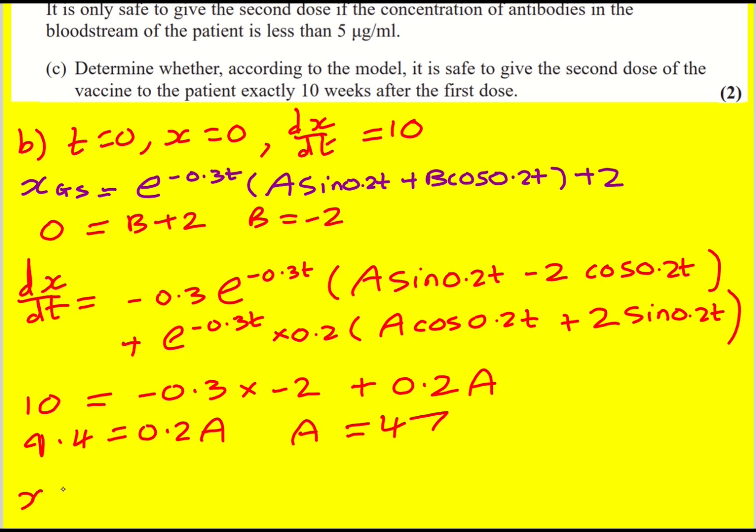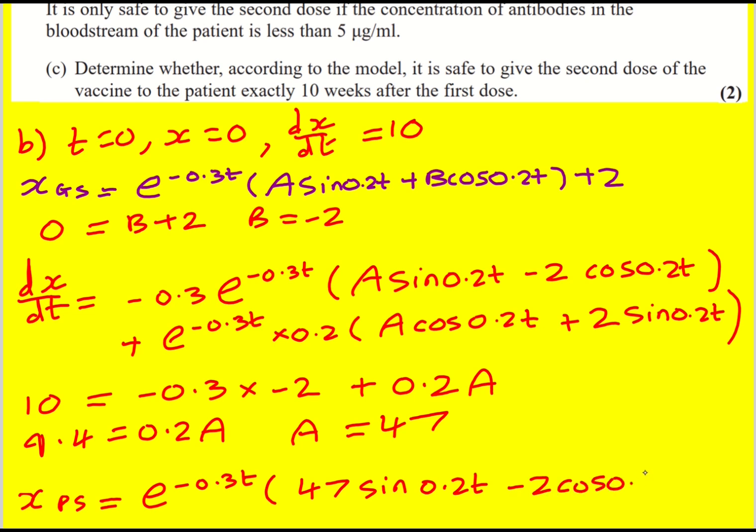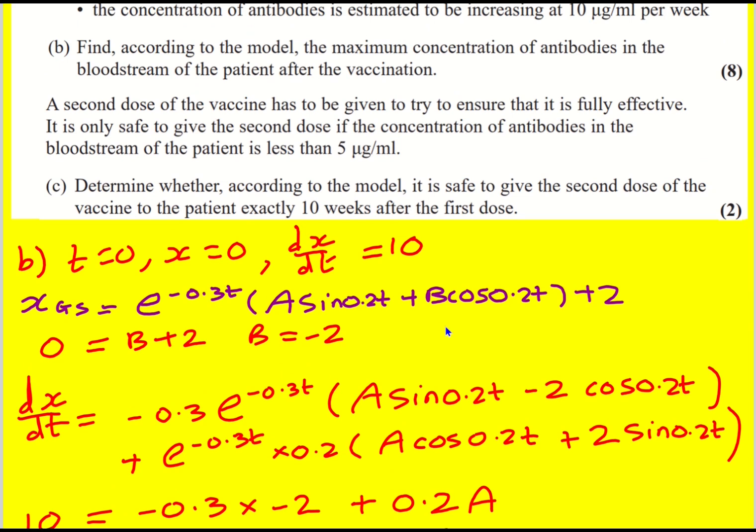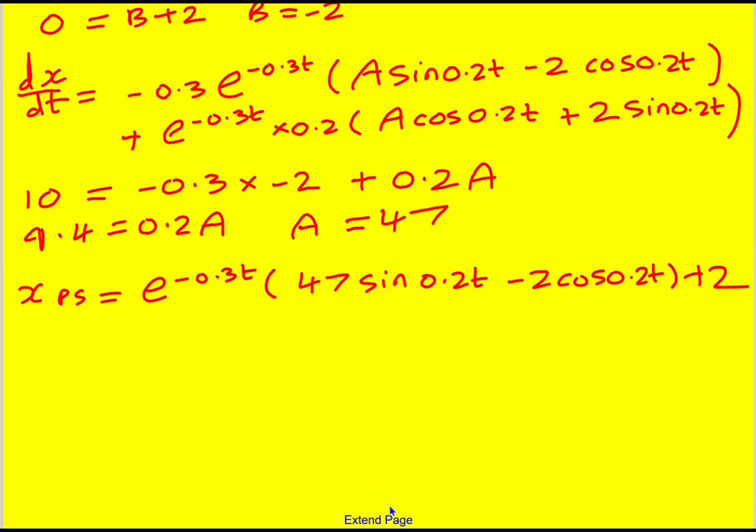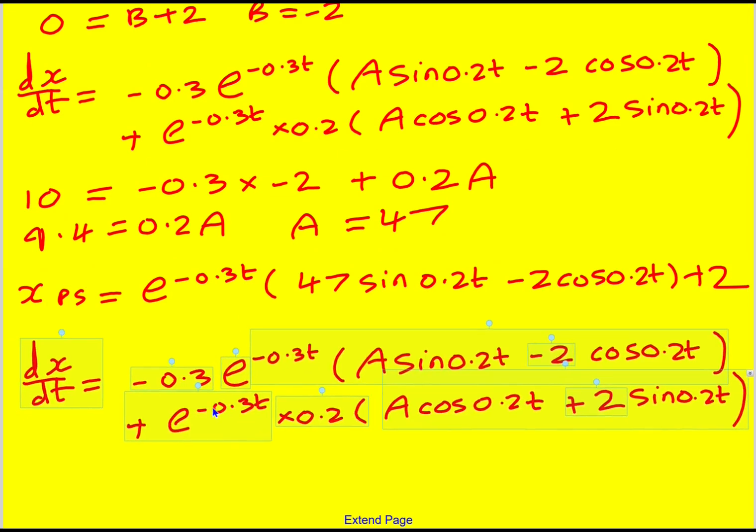And therefore, x particular solution is going to be e to the minus 0.3. I think this is worth writing down. 47 sine 0.2t minus 2 cos 0.2t plus 2. But actually, I like to write that down, but it said find the maximum concentration of antibodies in the bloodstream of the patient after the vaccination. So that's going to be when the derivative is 0. So actually, that's what we need to look at. We need to find the time when the derivative is 0.